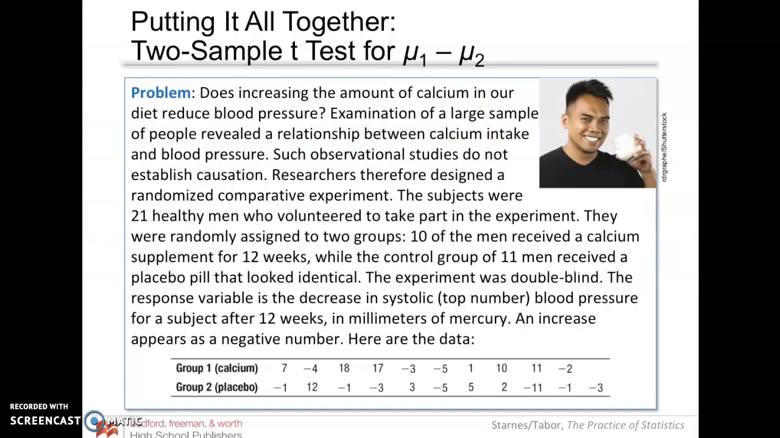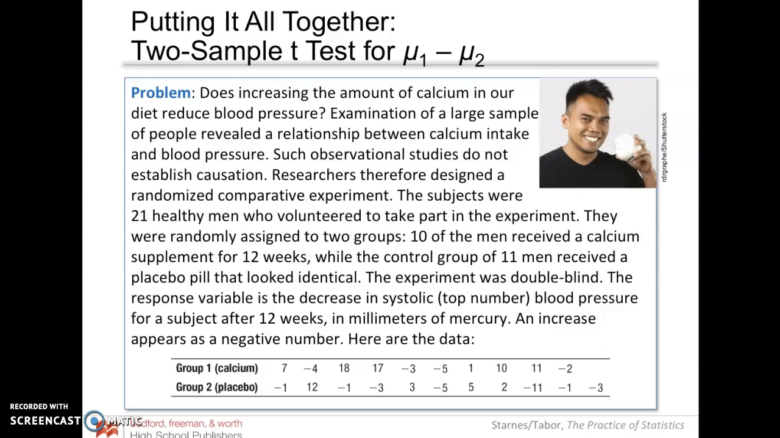Let's take a look at a new example. Does increasing the amount of calcium in our diet reduce blood pressure? Examination of a large sample of people revealed a relationship between calcium intake and blood pressure. Such observational studies do not establish causation. Remember that, that's super important.